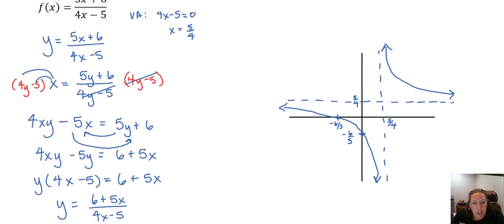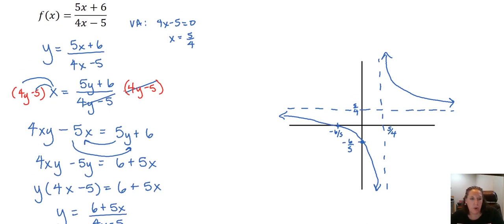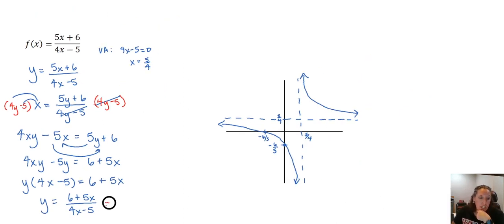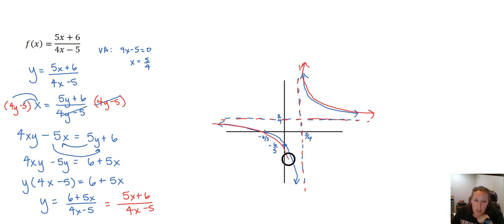Now, this one, I wrote it in a different order, but notice how that inverse function really is the same thing as (5x plus 6) over (4x minus 5). This is one of the very few functions whose inverse is itself. So we're going to get the exact same graph for our inverse function. And it's going to be completely symmetrical across the line y equal x.